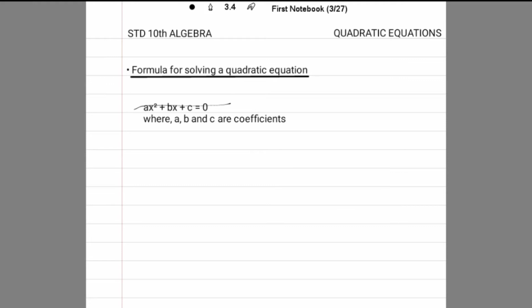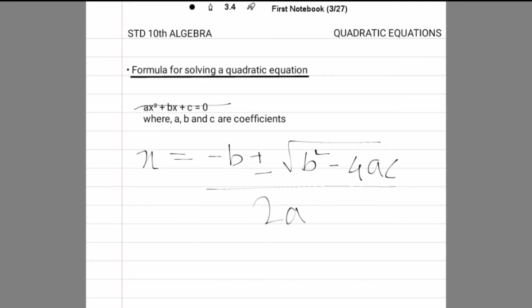So I'm not going to explain the complete derivation here because it's not that necessary, and if you want the derivation you can just see it in your textbooks. I will just give you a hint for that. It is solved by the completing the square method. And they have got a formula, that is x is equal to minus b plus minus root of b square minus 4ac upon 2a. So this is the formula for finding the roots of the quadratic equation.